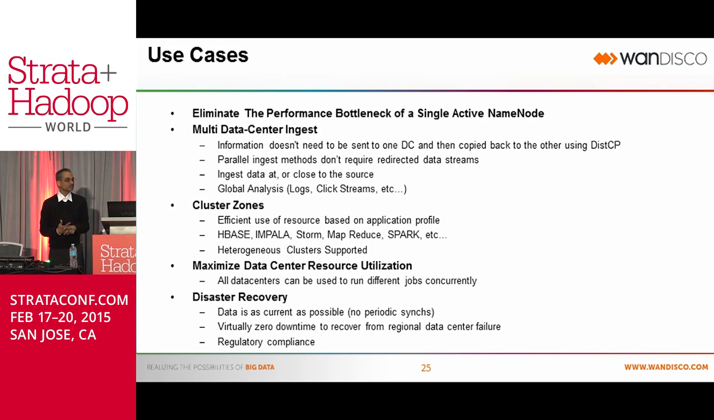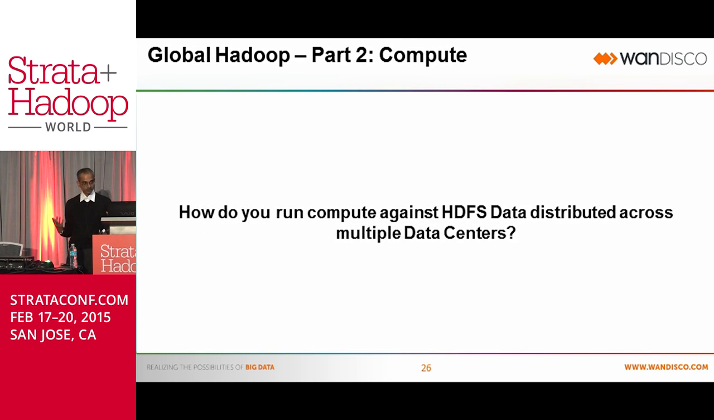Here's a number of use cases which we think are valuable to our customers. This is mostly from feedback from customers. Disaster recovery with multiple active data centers is the most obvious one. You can have different zones or data centers with different types of hardware, so you can restrict your memory-intensive applications to one zone and your general-purpose MapReduce applications to the other. There's a number of these which we can go through as we go along.